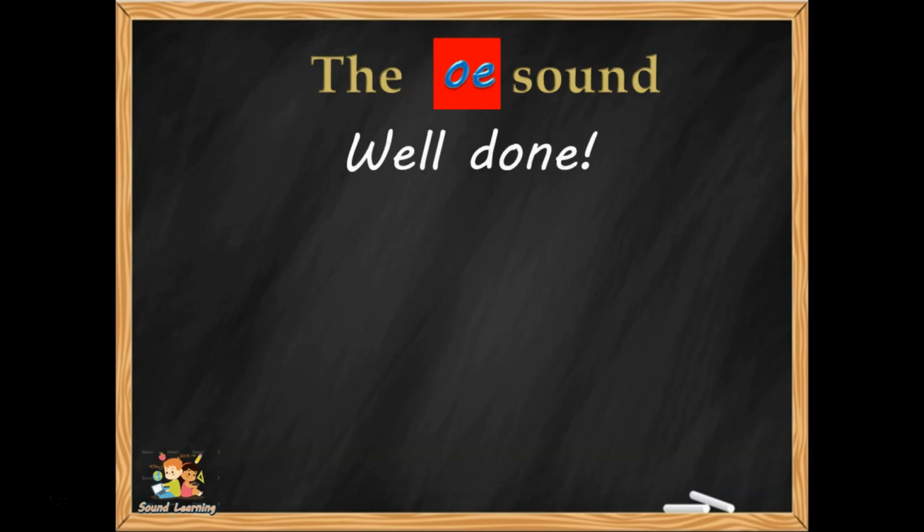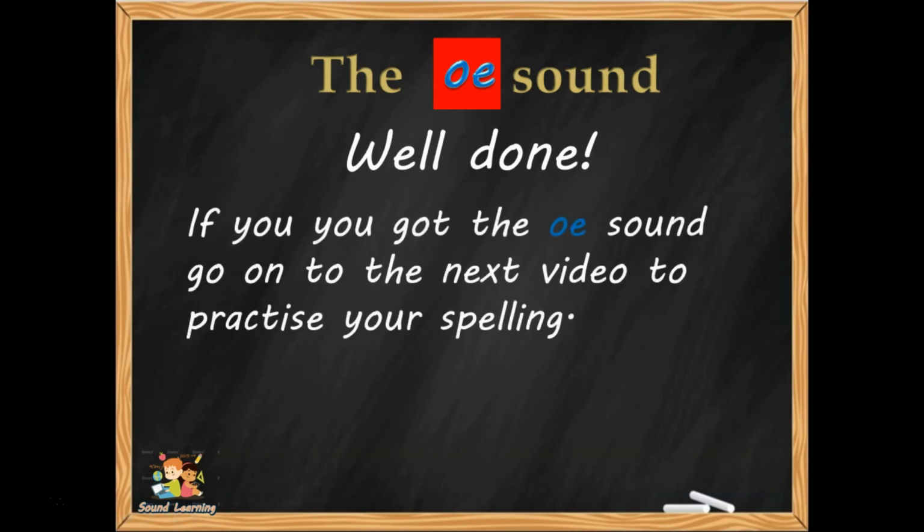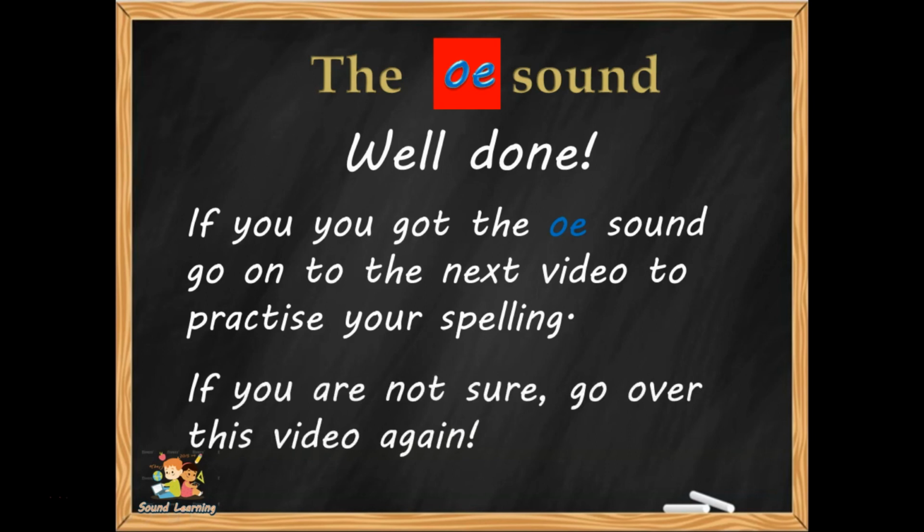So, that was it. All my O, E words. Well done if you got this far. I hope I haven't confused you with the potatoes and the potatoes and the tomatoes and tomatoes. If you've got the O, E sound, if you can spell the words, then in the next video, I'm going to ask you to spell them to practice your spellings. If you don't, go back and look at them again. But this is an easy one, I think.